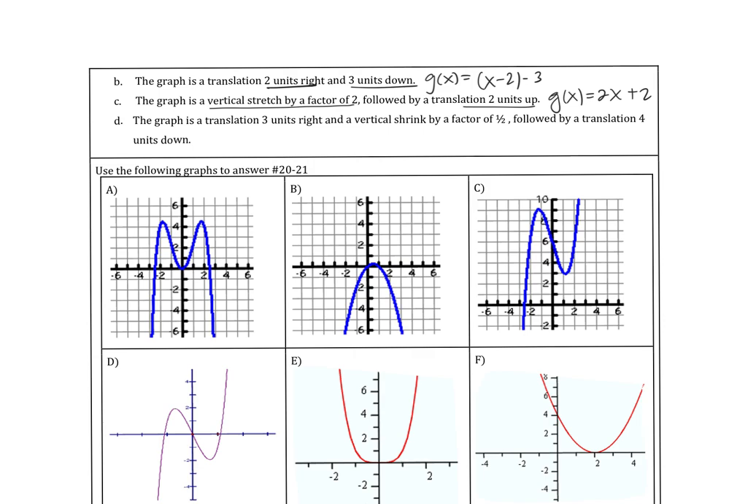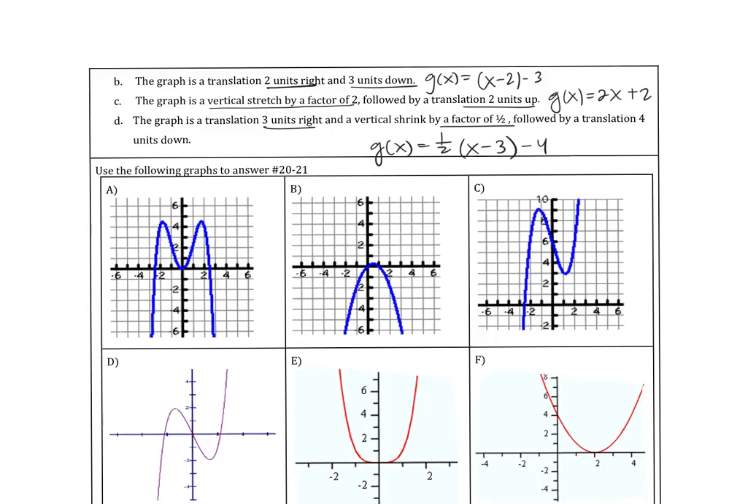The graph is a translation 3 units right, all right? And a vertical shrink by a factor of 1/2. There's our A. 3 units right is x minus 3. And translation of 4 units down, so it's going to be minus 4.